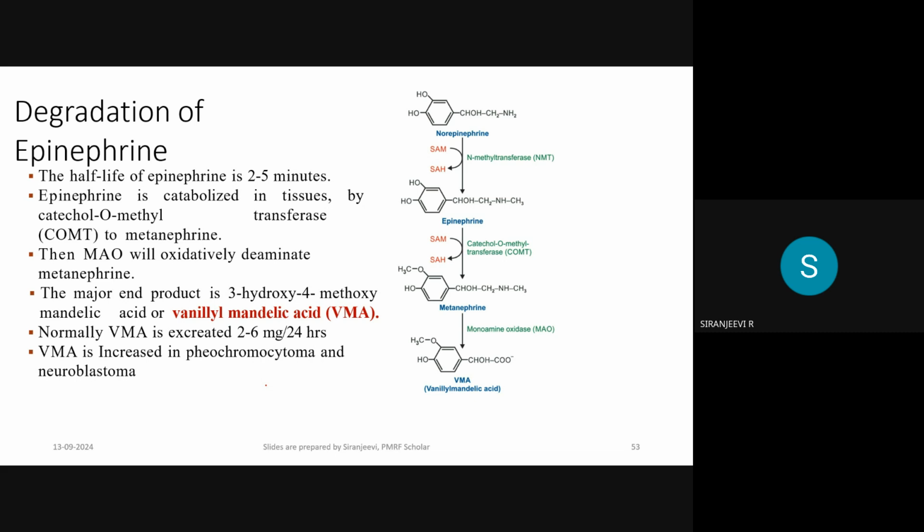Now we are going to see how degradation happens. Norepinephrine, in the presence of N-methyl transferase with SAM, is converted and epinephrine is formed. This epinephrine, in the presence of catechol O-methyl transferase, forms metanephrine. And this metanephrine, in the presence of monoamine oxidase, MAO, forms vanillyl mandelic acid. This vanillyl mandelic acid is excreted in the urine, 2 to 6 mg per 24 hours. This VMA is increased in pheochromocytoma as well as in neuroblastoma.